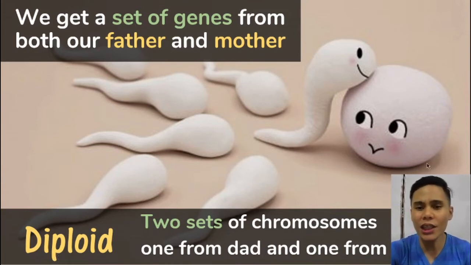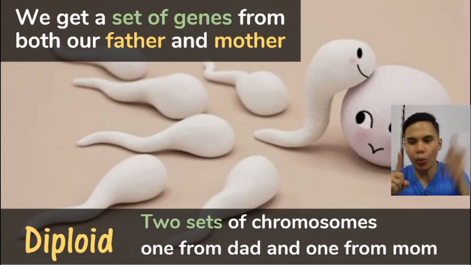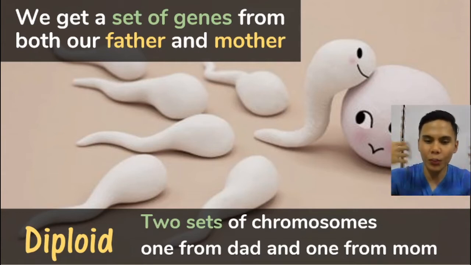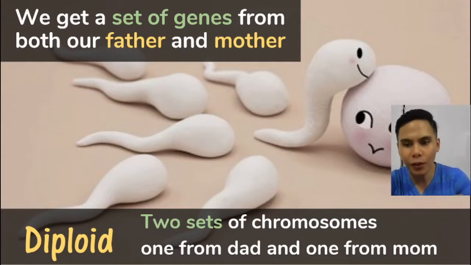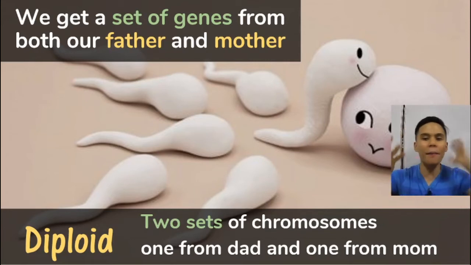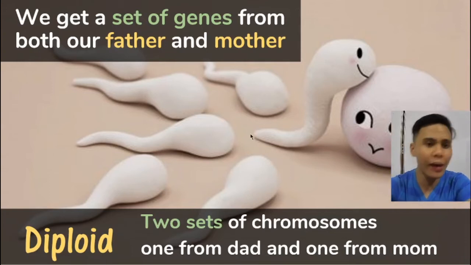Now we get a set of genes from both our mom and our dad. So we have two sets of genes, two sets of chromosomes, one from daddy and one from mommy. Put them together from the sperm and the egg, we get what we call a diploid set of chromosomes. Diploid means there's two sets of chromosomes. Again, one from dad and one from mom. One from the sperm and one from the egg cell. So we say that the sperm and the egg cell are haploid, meaning they have half the number of chromosomes of a normal individual. Haploid means it has only one set of chromosomes from one parent.